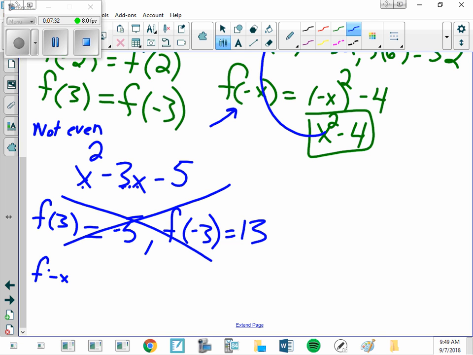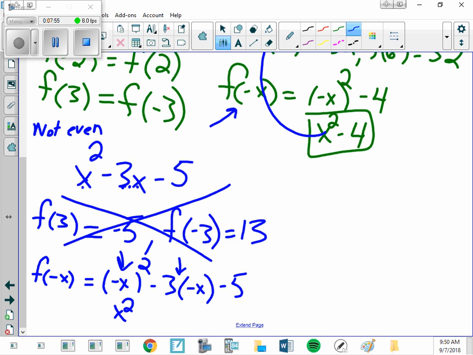F of negative x. What would that look like? Well, parenthesis negative x squared minus 3 times negative x minus 5. Well, what happens here? The squared kills the negative. Okay, and I get x squared. What happens here? I get plus 3x minus 5. And what do you notice? This equation and this equation are not the same, which means it's not even. Does that make sense?